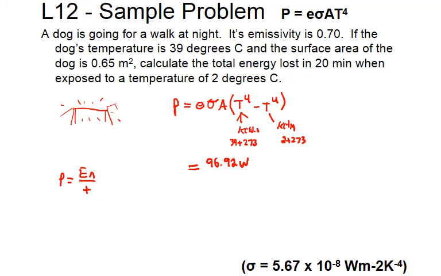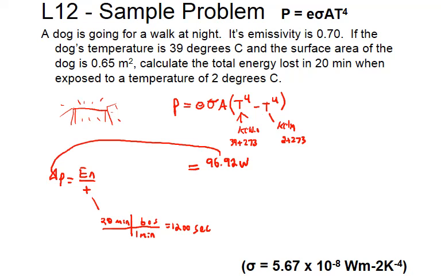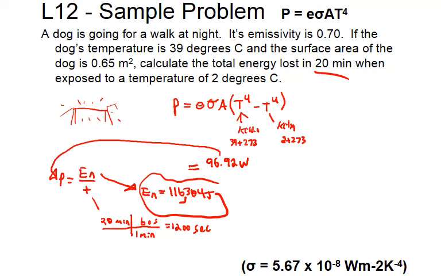All right, so power is energy over time. 20 minutes would be 1,200 seconds. 96.92 watts is the power. And so the total amount of energy, 116,304 joules, would be how much energy this dog would lose in a 20-minute walk if those were the two temperatures.